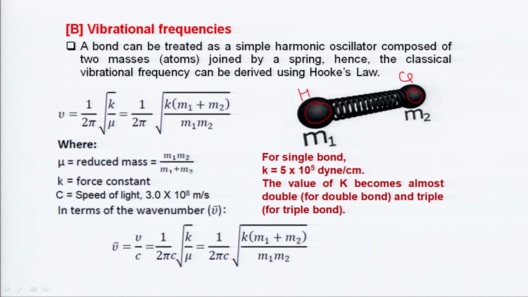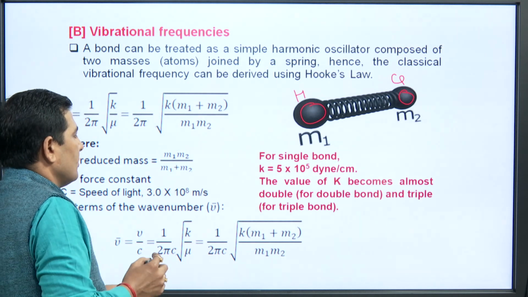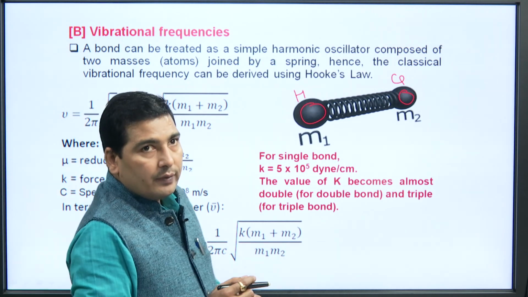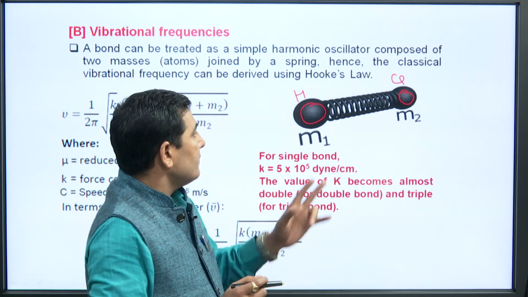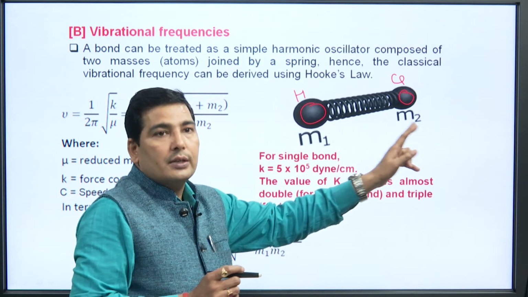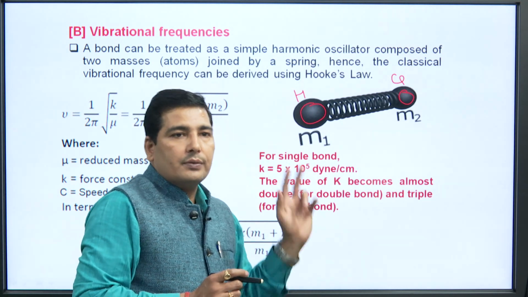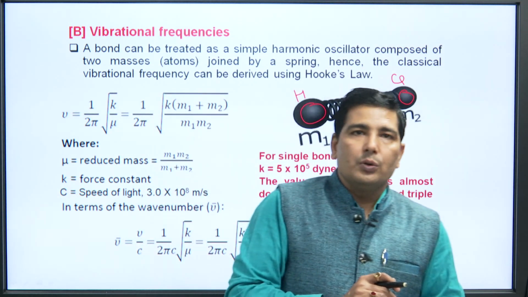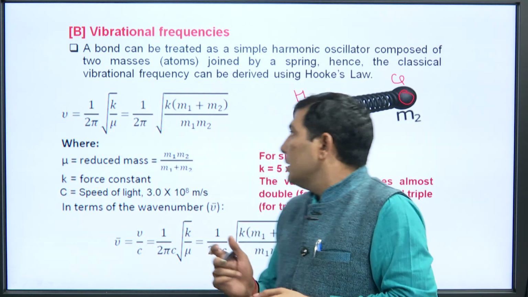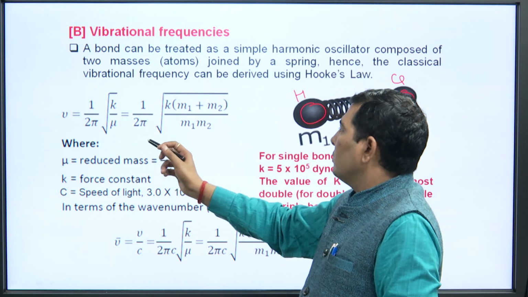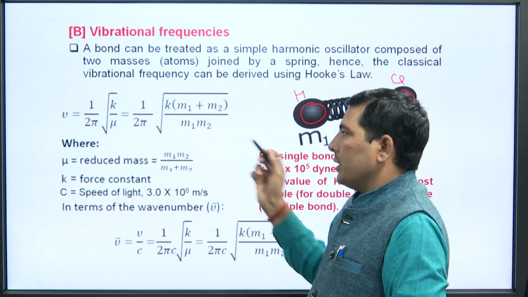What is mu? This is reduced mass, that is m1 m2 upon m1 plus m2, which we apply if the masses of the bonded atoms are different. If the masses are different, then we will use mu, the reduced mass, and the frequency is equal to 1 upon 2 pi root k times (m1 plus m2) upon m1 m2.